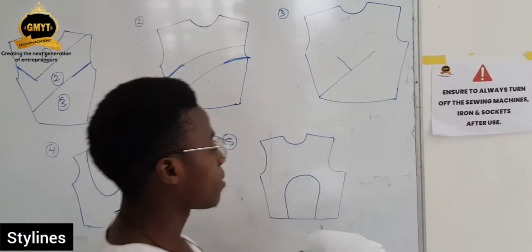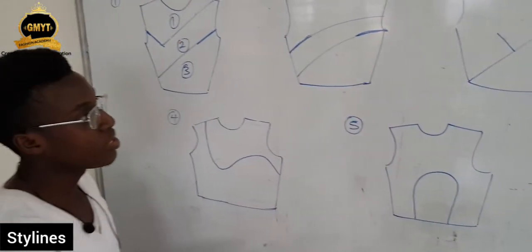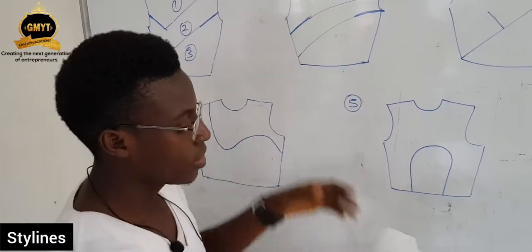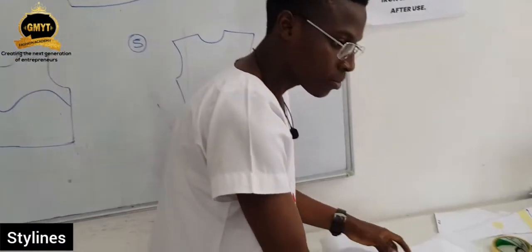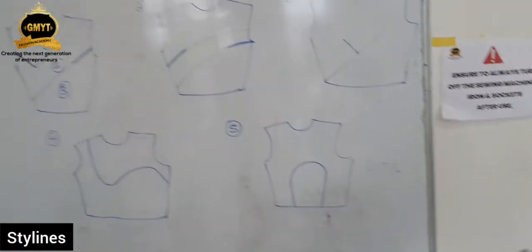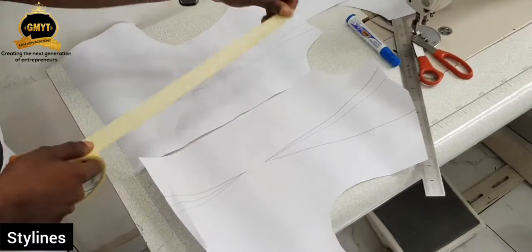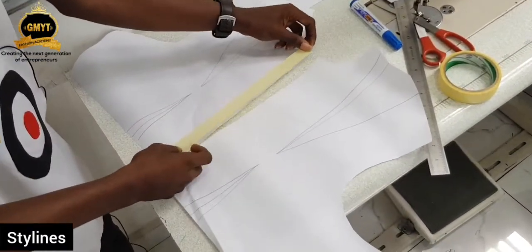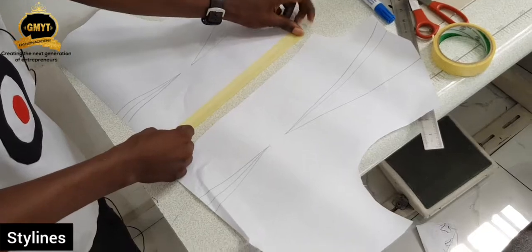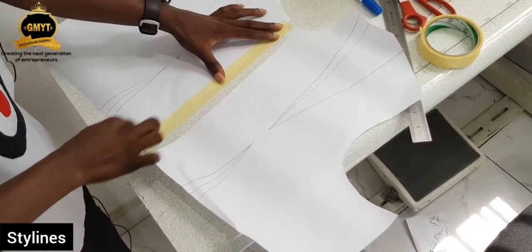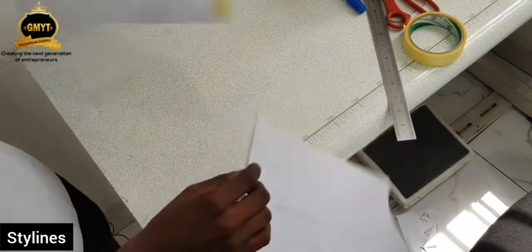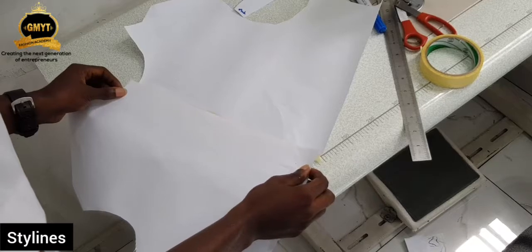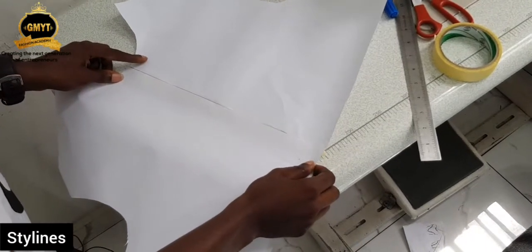Now you need not forget that this is also an asymmetric design, so it means I will be working with my full front, right? So I'm trying to merge the two fronts together in order for me to have my full front.